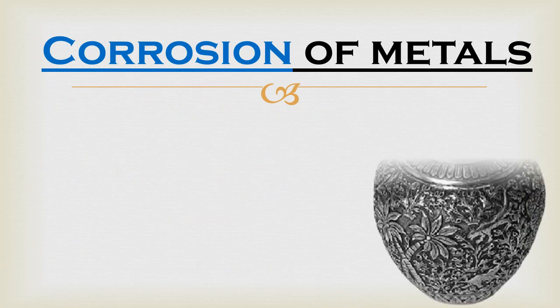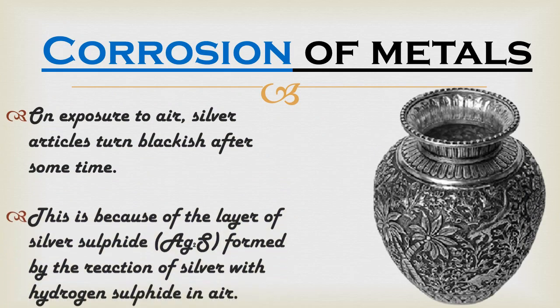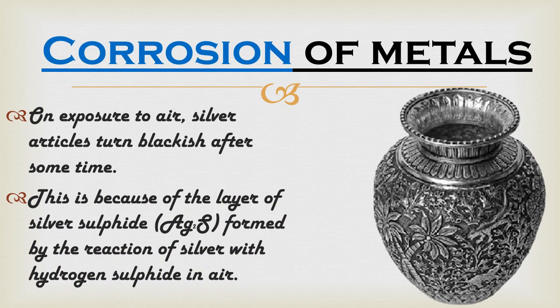Now next, on exposure to air, silver articles turn blackish after some time. This is because of the layer of silver sulfide, that is Ag2S, formed by the reaction of silver with hydrogen sulfide, that is H2S, in air, and this is the corrosion of silver vessels. You can observe the blackish layer on the pot. This is nothing but the corrosion of silver metal. Why? Because a layer of silver sulfide has been deposited on the silver metal as it reacts with hydrogen sulfide.